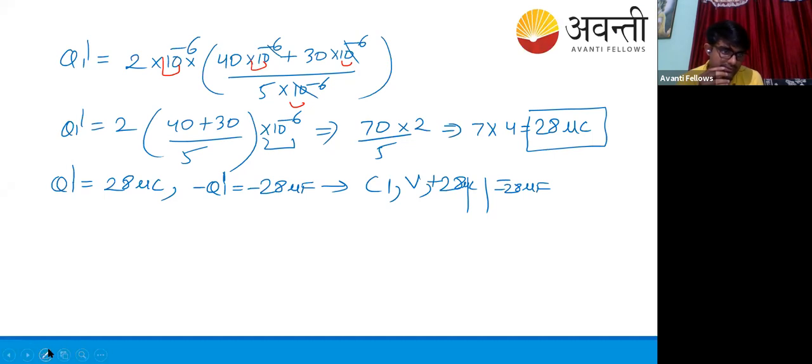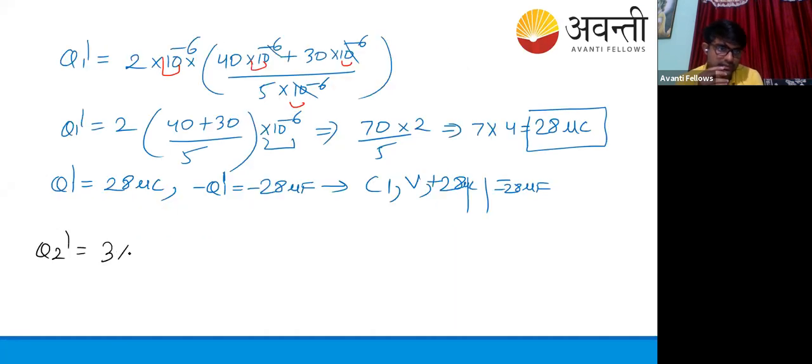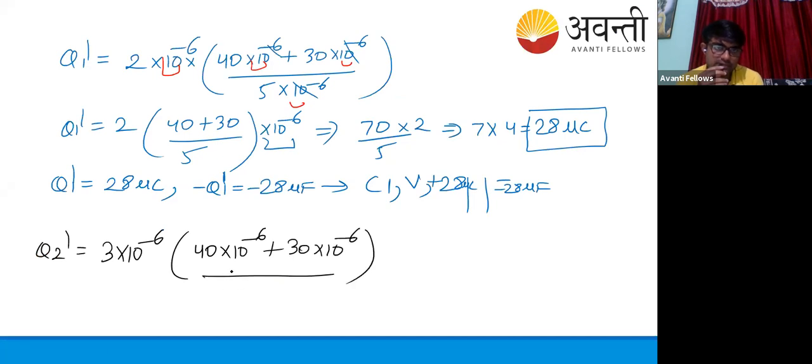Now I'm going to solve faster. I'm going to solve Q2. Okay, Q2 dash will be the same. What was the C2 capacitance? 3 microfarad. Okay, so 3 into 10 minus 6. Same is the case here. Voltage means Q1 plus Q2, 10 minus 6 plus 30 into 10 minus 6, and upon it will be the sum of both C1 and C2, that is 5 into 10 minus 6. So this factor will again cancel out. 10 minus 6 will remain, 3 into 10 minus 6, and this will be equal to 70 upon 5. 70 upon 5 means basically 7 into 2, and this will come out to be basically 20.